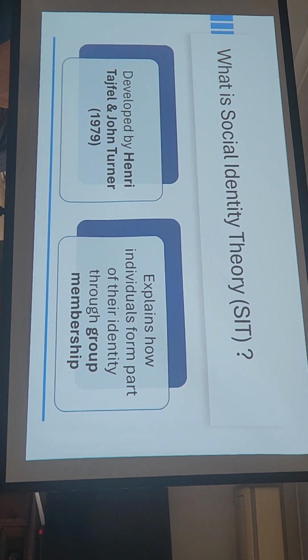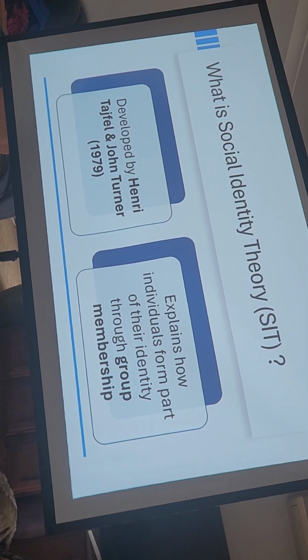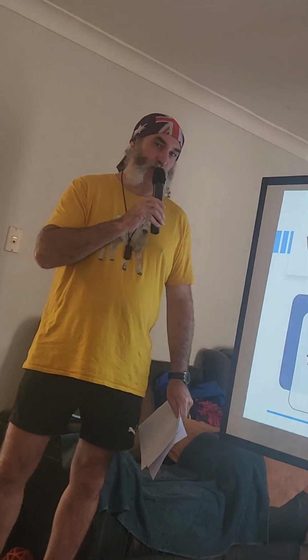So what is social identity theory? As discussed, it was developed by Henri Tajfel and John Turner in that groundbreaking article in 1979, and it explains how individuals form part of their identity through group membership. The core idea is people derive part of their self-concept from the social groups that they belong to, leading to in-group favoritism and out-group discrimination. Under certain circumstances, this can drive social change.